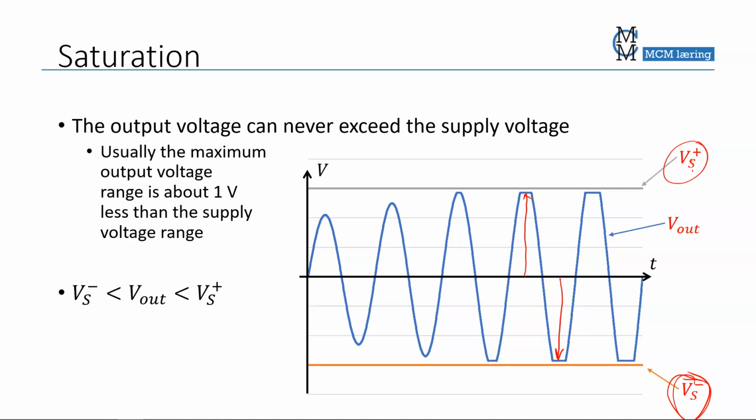So if you try to achieve an output signal that is larger than the supplies, you will get something called saturation, which is that the output signal is kind of flattened. In most cases, actually, there will be a small gap between the supplied voltage and the maximum output voltage. So you can never achieve a higher output voltage than the size of your supply voltages. Output max is the supply voltage plus and minus.